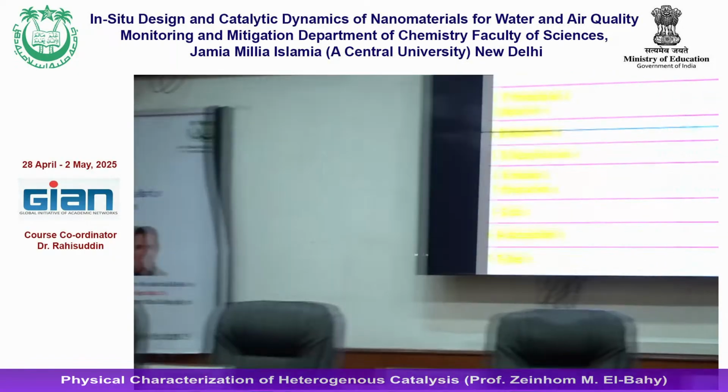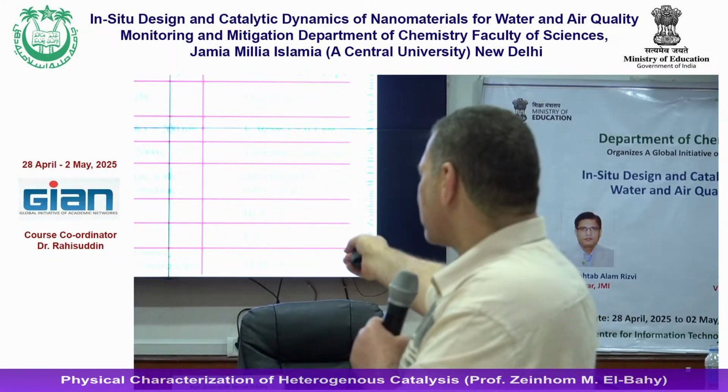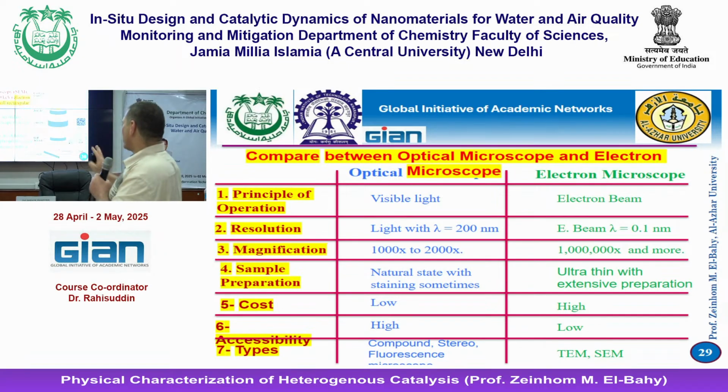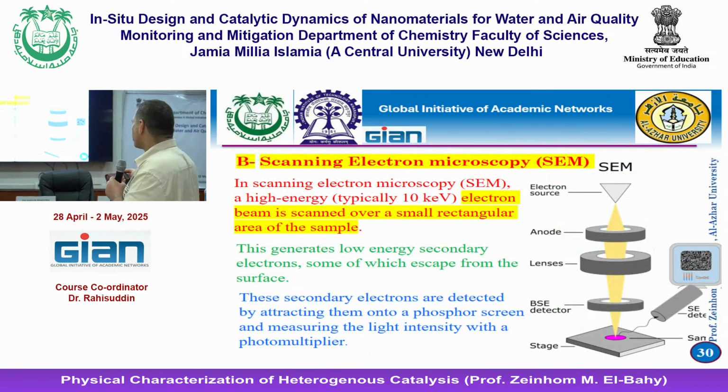Another thing, these are the types. Of course, there are sometimes compound, stereo, fluorescence microscopes. It's not our topic, but here in electron microscope, it is TEM or SEM. Let's go to how it works. For SEM, for example, I will not go deep in these techniques because even I don't understand all about it. I just know what I need about it.